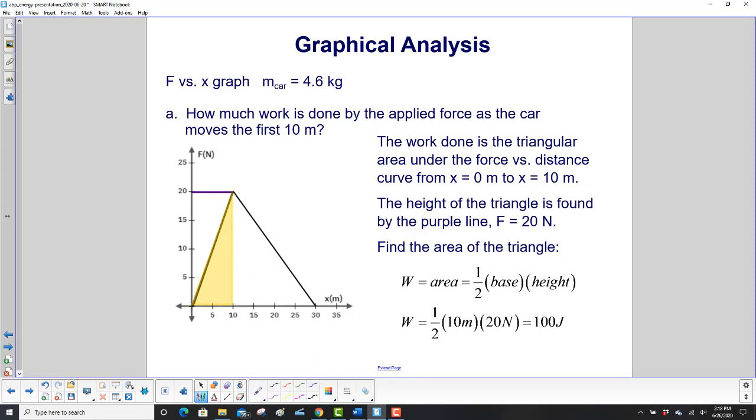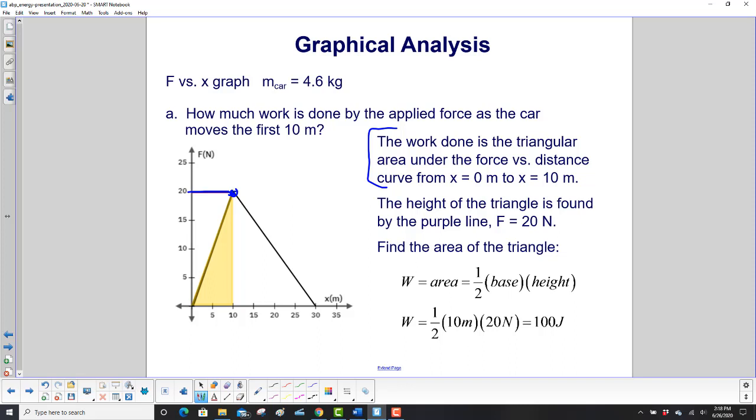So we're going to take the area under that triangle from 0 to 10 meters. So the work done is the triangular area under the force versus distance curve from x equals 0 to x equals 10. That's a formal way of saying what I just talked about. The height of the triangle, and where did this purple line come in? Well, I wanted to find how high this was. So I drew a horizontal line parallel to the x-axis, and I got 20. So the height of the triangle is 20 newtons.